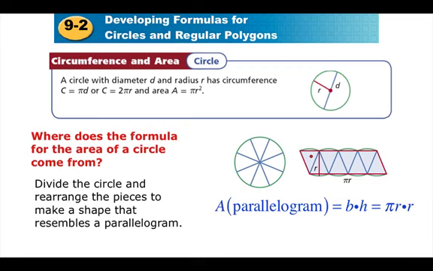So how do we find the area of a parallelogram? It is base times height. You saw that in 9.1. So what is the base? Pi r. What is the height? R. And this is why we have pi r squared for the area of a circle. Let's move on to the next slide.